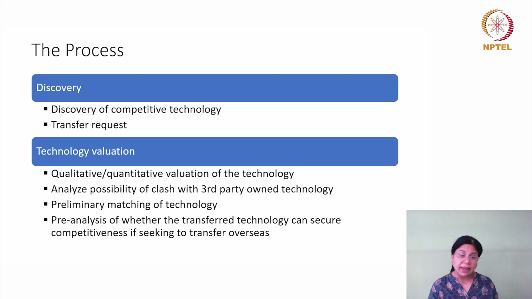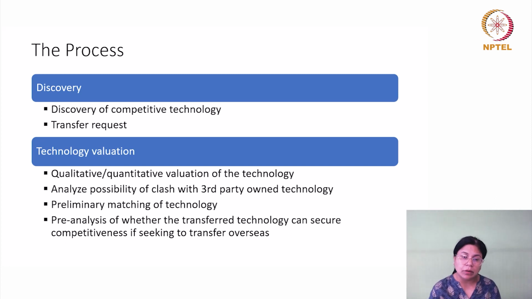Apart from that, the next step would be to get into the technology evaluation. Here one has to get involved in a qualitative and a quantitative evaluation of the technology. They have to analyze the possibility of any kind of clash that may emerge if a third party is owning the technology. They also have to match the technology with whatever existing setup they might have, whether it will be easy to absorb and easy to use within the existing plant.